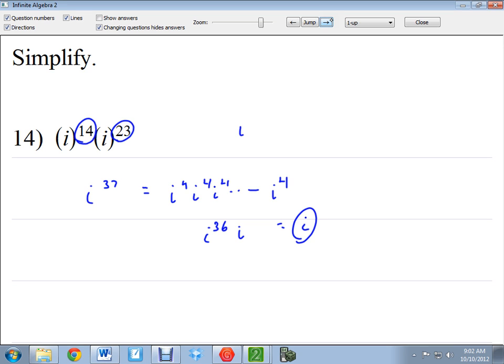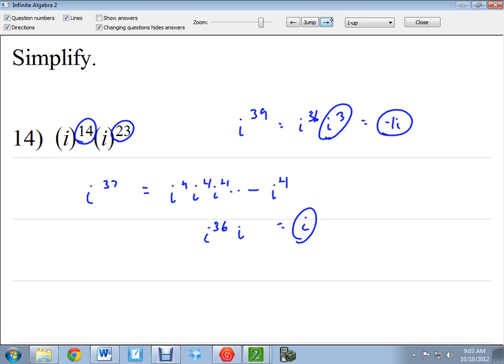But if we had i to the, say, 39th power instead, we'd still have to go to i to the 36, because that's 9 i to the 4ths, and then we'd have 3 more i's. Now i to the 3rd we knew from the previous screen was equal to negative i, and that would be my answer for i to the 39th. So it could be any of the 4 options.